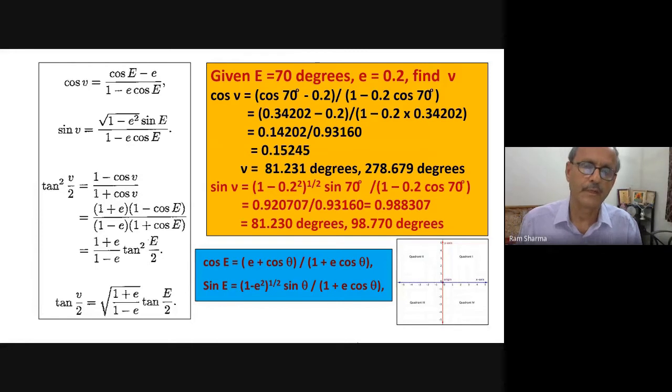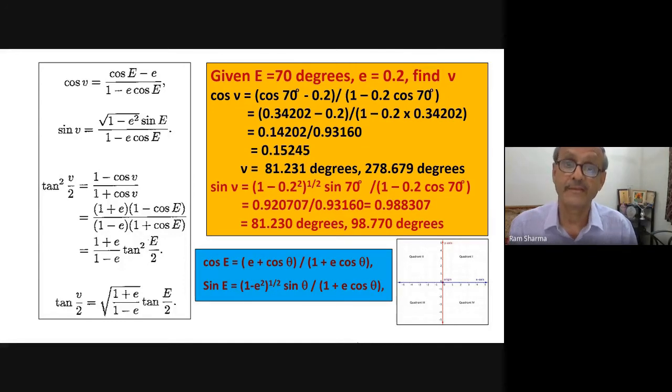Now this is the true anomaly in terms of eccentric anomaly. Those equations we have there, and then the example I have given, if E is given 70 and e is 0.2. Now, since the value came positive, cos can be positive in two quadrants, first quadrant or fourth quadrant. So those two values we need to calculate. One is 81.231. The other will be 360 minus, because 360 minus theta has the same cos theta. So nu is this one, and the other one is 278. And sine is also positive, but it can be positive in the second quadrant also. The second quadrant is again 180 minus theta, 81.3 we get.